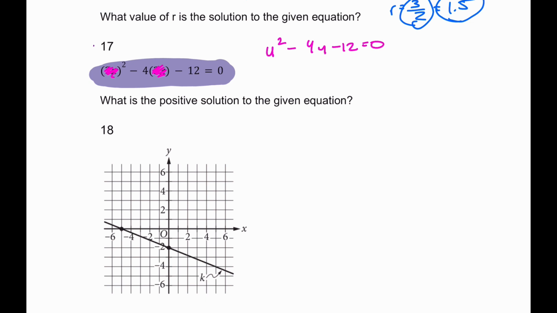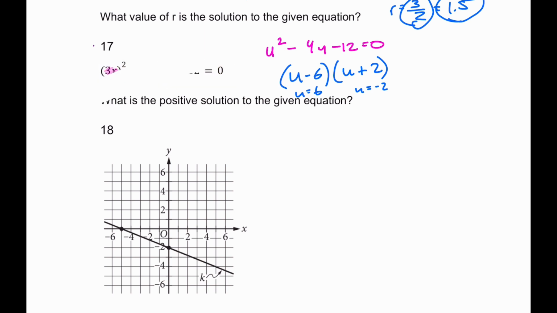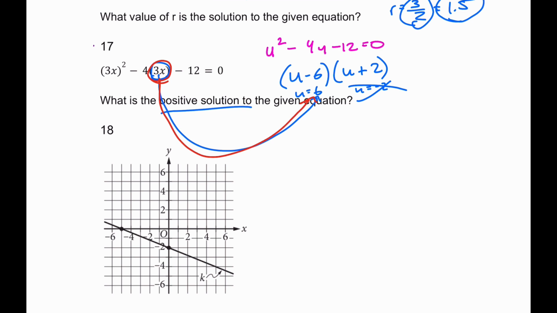At that point, what is that? That's actually factorable. That's u minus 6 and u plus 2, I believe. Really, u equals 6 and u equals negative 2. Okay, those are almost the answers. Remember that that's what u is. What is x? Well, 3x equals 6, or 3x equals negative 2. And if they want the positive solution, I'm going to ignore the negative one. Again, 3x equals 6. What must x have been? X must have been 2. Bang.